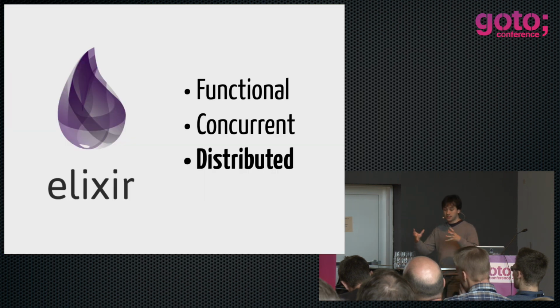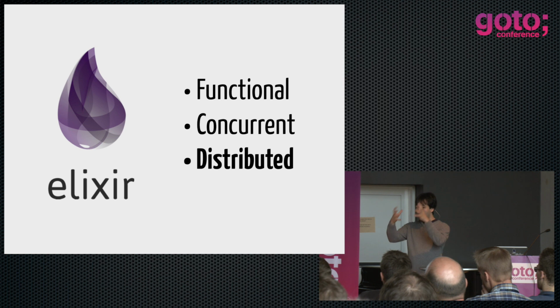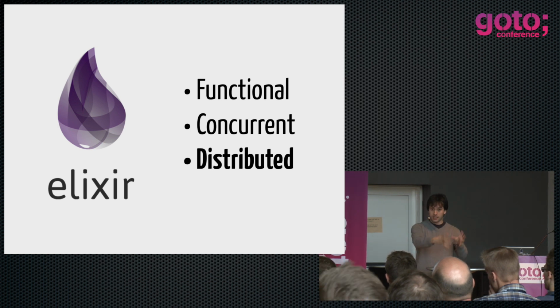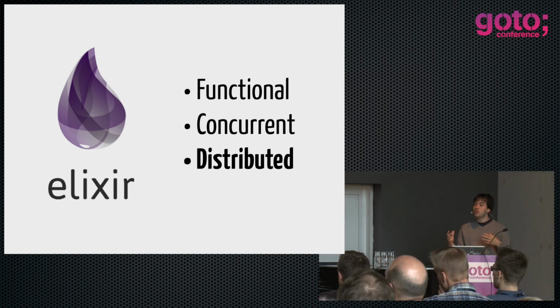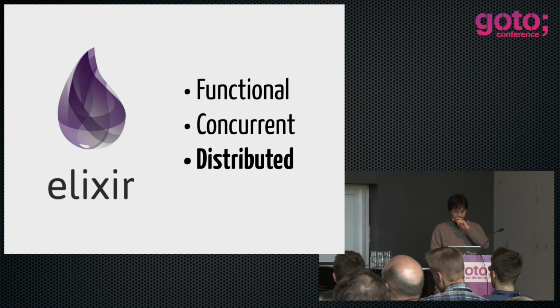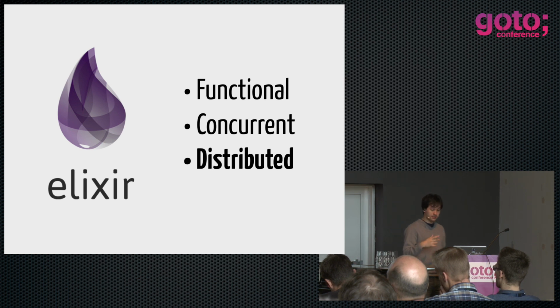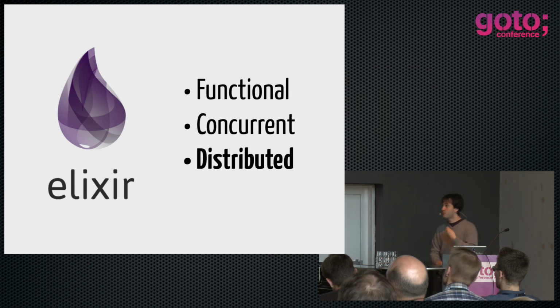Elixir is a programming language that runs on the same virtual machine as Erlang. So everything I said so far applies to Elixir, okay? And if you go to the website, you're going to see that Elixir is a functional programming language. But I don't like to stay with this description, because Elixir is more than that, right? It's a concurrent programming language. And not only that, it's a distributed programming language.